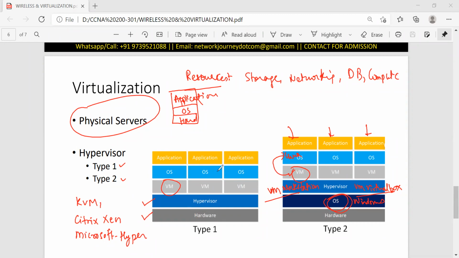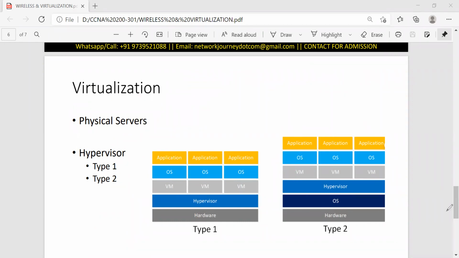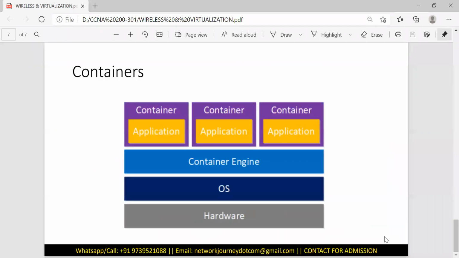Okay, so how is containerization different from virtual machines? We'll see this in the last slide, which we have here. Let me just clear this. So the last thing which we are going to discuss is containerization.